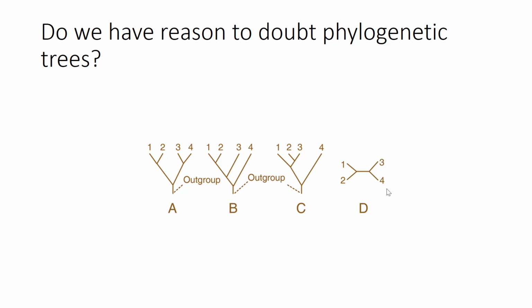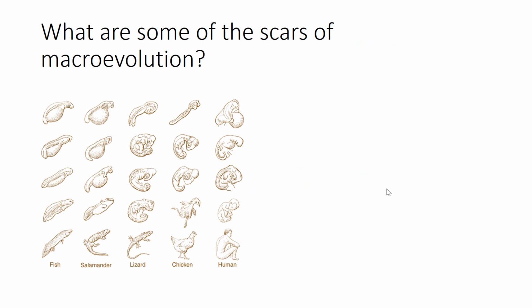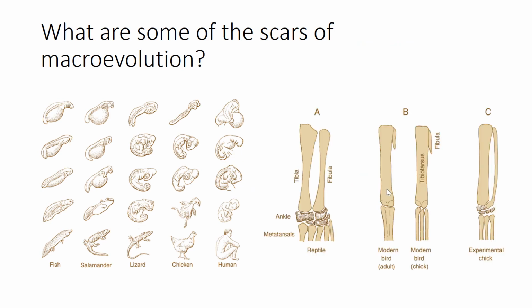So do we have a reason to doubt phylogenetic trees? We do, because in order to build them, you have to actually assume that the organisms share ancestry, which is interesting. So some more of the scars of macroevolution. One of these things we talked about was development on Wednesday and the shared developmental forms. Again, we've already addressed the idea that it seems that vertebrates were designed with a particular pattern that then could diversify through time. And so we shouldn't necessarily be surprised to see some similarities.